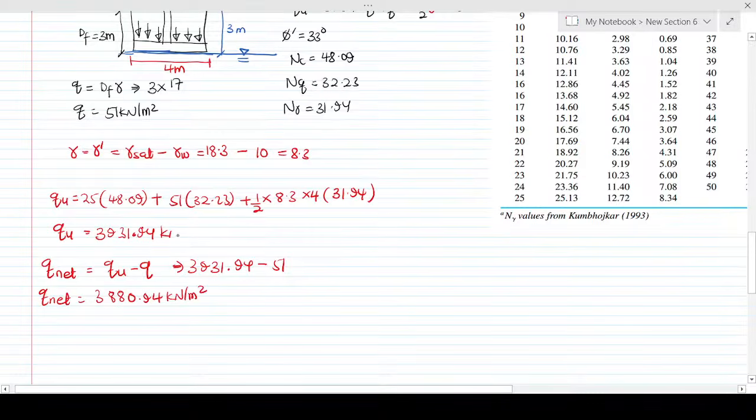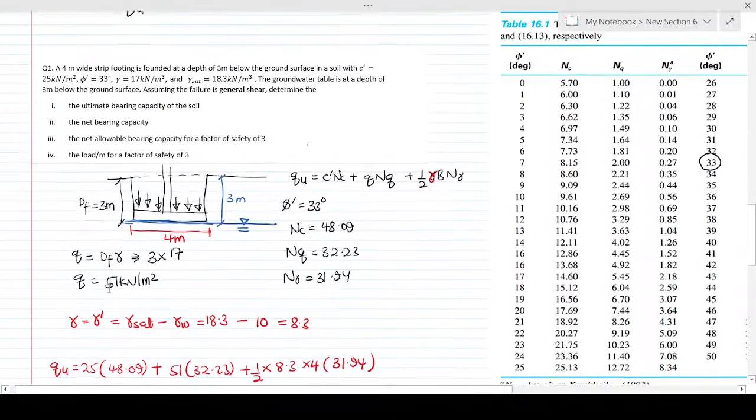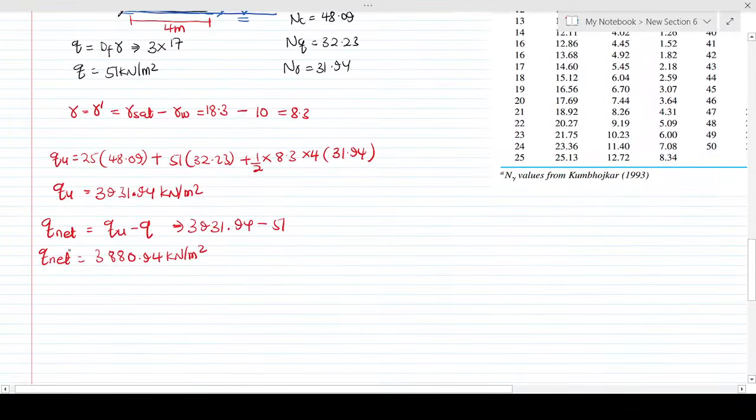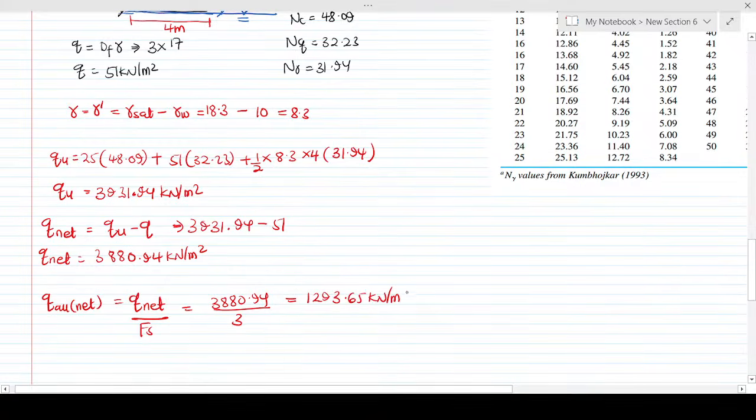Okay, kilonewton per meter. Then the next one is to find the net allowable bearing capacity at a factor of safety of 3. So that is Q allowable net. It's given by the net ultimate bearing capacity divided by the factor of safety. So 3880.94 divided by a factor of safety of 3. That will give us 1293.65 kilonewton per meter squared.